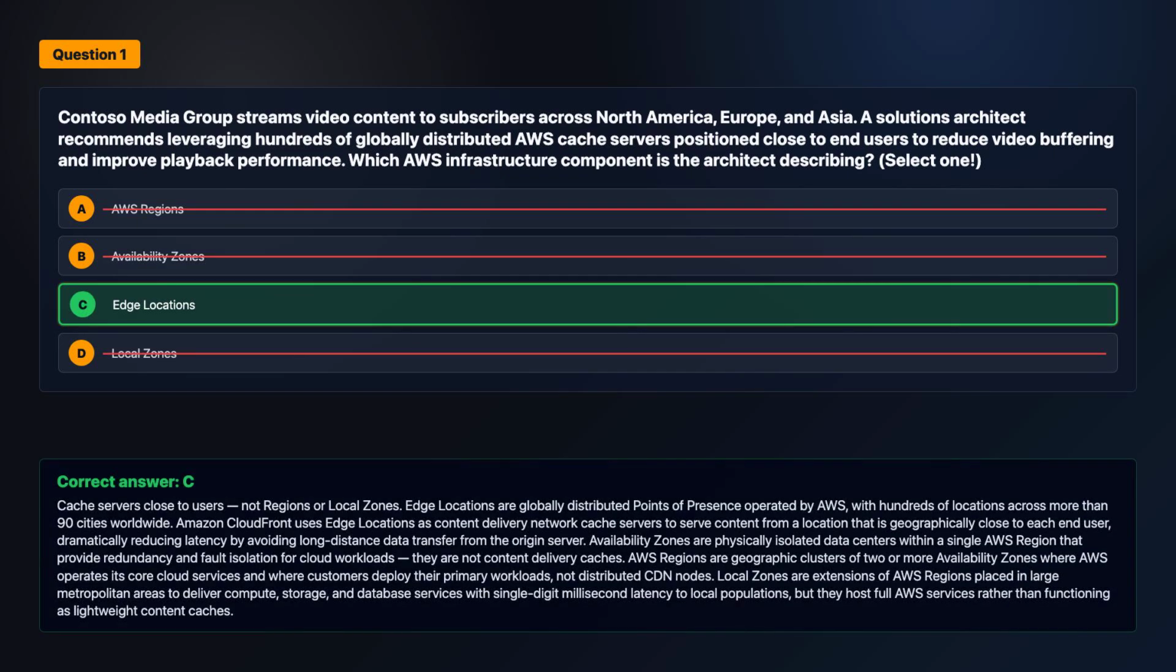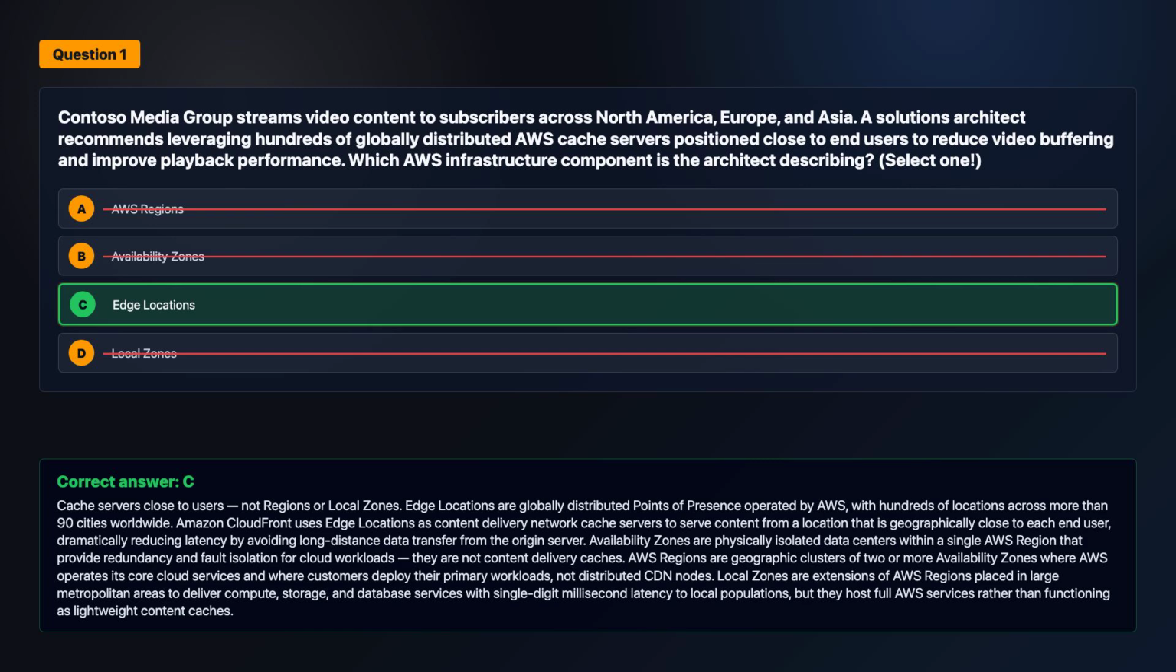The correct answer is option C. Cache servers close to users, not regions or local zones. Edge locations are globally distributed points of presence operated by AWS, with hundreds of locations across more than 90 cities worldwide. Amazon CloudFront uses edge locations as content delivery network cache servers to serve content from a location that is geographically close to each end user, dramatically reducing latency by avoiding long-distance data transfer from the origin server.